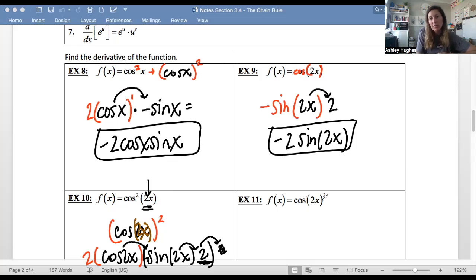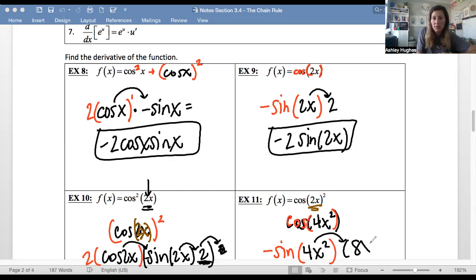This one, when it's written like this, actually means that this thing is being squared first. So I'm just going to write out what that would be. That would be cosine of 4x squared, because you square the 2 and square the x. So the outer function here is cosine, and the inner function is that. So the derivative of that would be negative sine. Keep the inside the same. Remember, you don't chew this chocolate. Multiply by the derivative. And so that's that one.